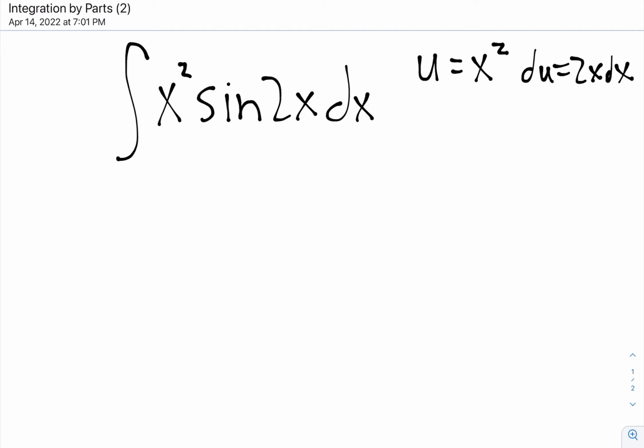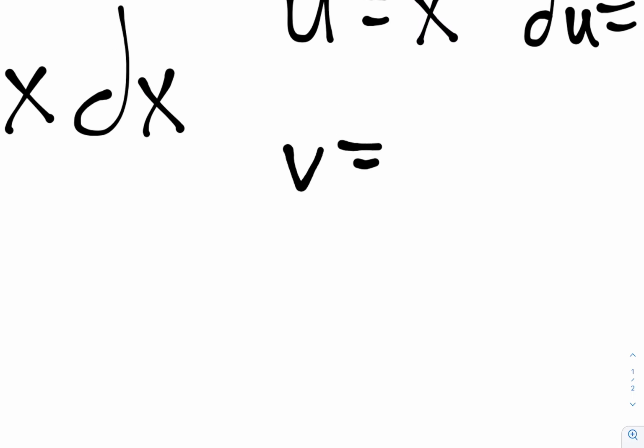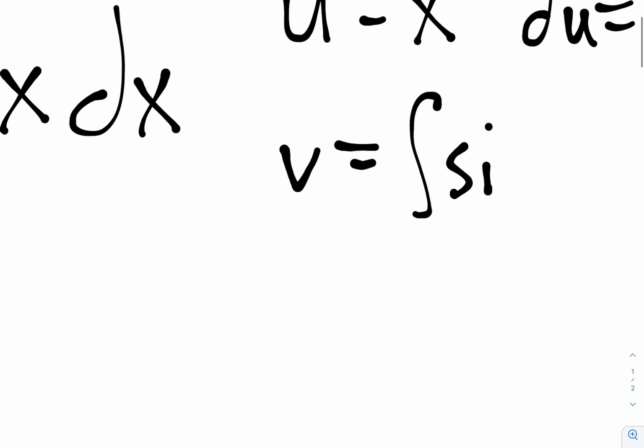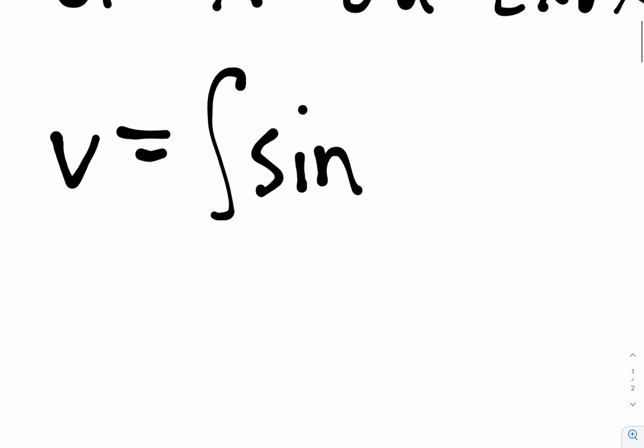Okay, so that leaves us with, after we get rid of this x squared, we're dealing with the integral of sine of 2x dx. That's going to be our v. So our v is going to be the integral of sine 2x dx.